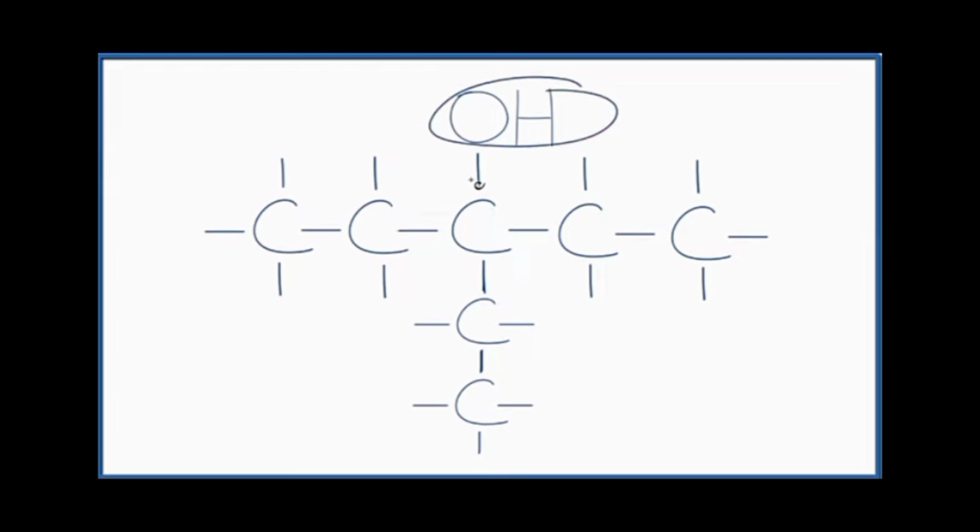Here's the OH group. It's bonded to this carbon right here. And we can see this carbon right here, we have 1, 2, 3 carbons directly attached to the carbon that's attached to the OH group. That makes this a tertiary alcohol. This next one's a bit of a trick.